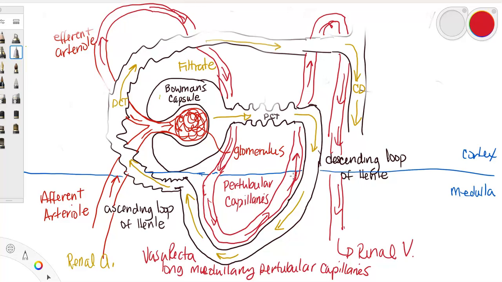And reabsorption can occur, also the absorption of water. Remember the water balance, fluid balance is a very key role of the kidneys. So that occurs here as well. All right, so let's look more closely at Bowman's capsule and the glomerulus.